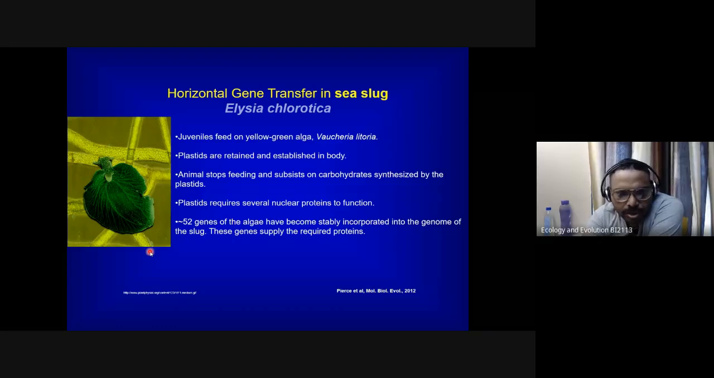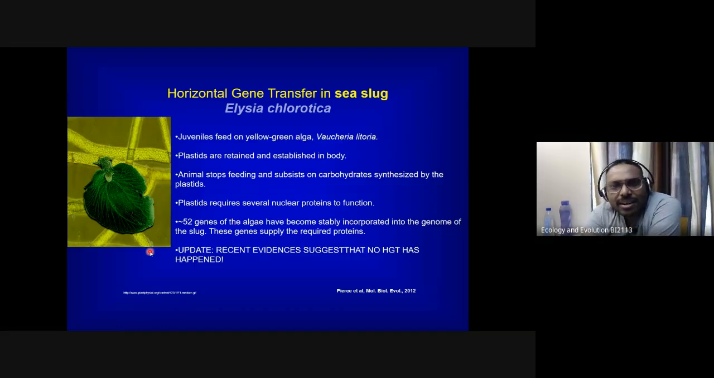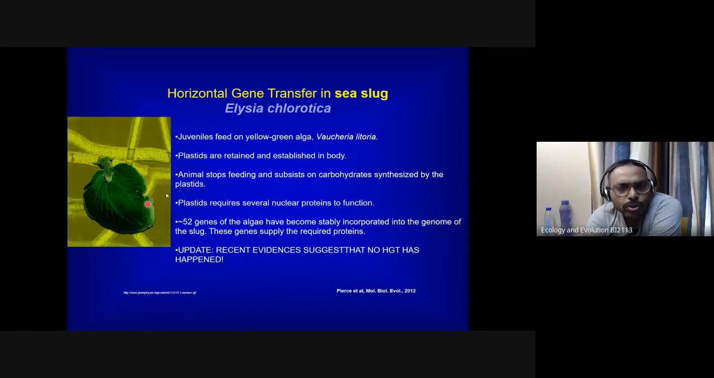However, it turns out that recent evidence has been very strongly doubting this particular claim. There was some major problem in the sequencing that these guys had originally done, and therefore these 52 genes that they seem to see in the genome of the slug, that data is questionable.